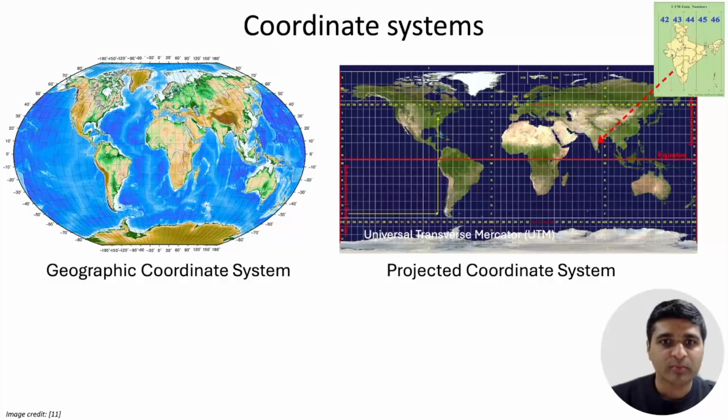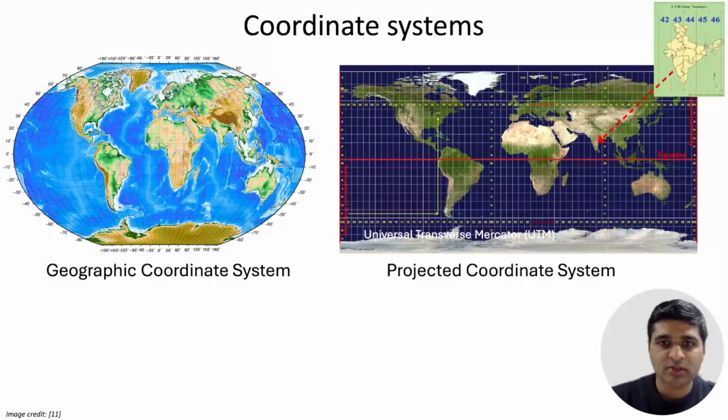However, they do not work perfectly for measuring distance or area on flat maps because the size of 1 degree of longitude changes with latitude. A projected coordinate system solves this by flattening the Earth with the map projection. It uses x and y values on a grid, often in meters, which makes calculations of distance and area much more accurate. The Universal Transverse Mercator or UTM system is one very common projected coordinate system.